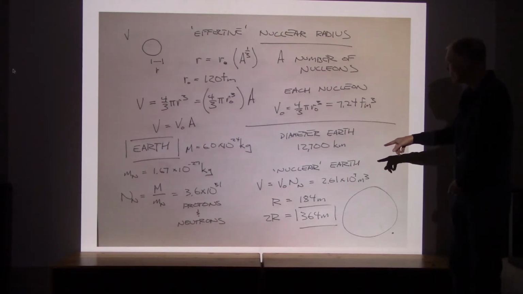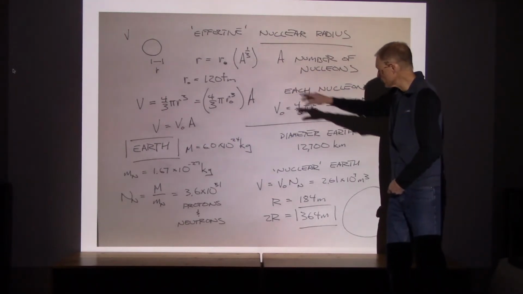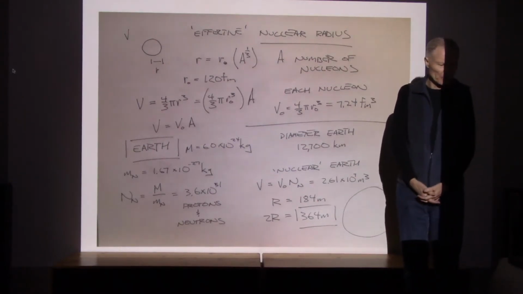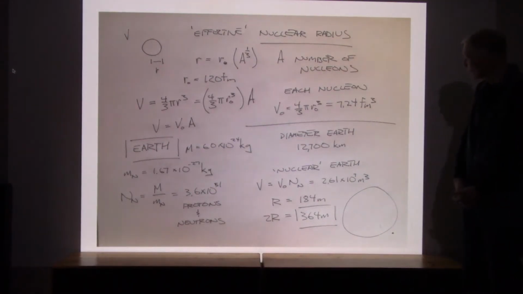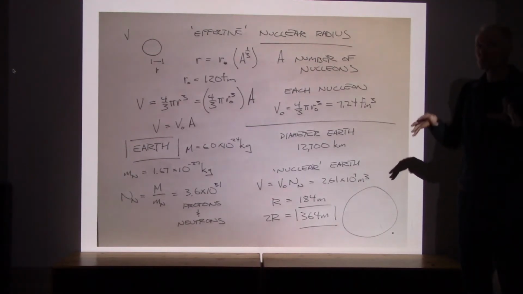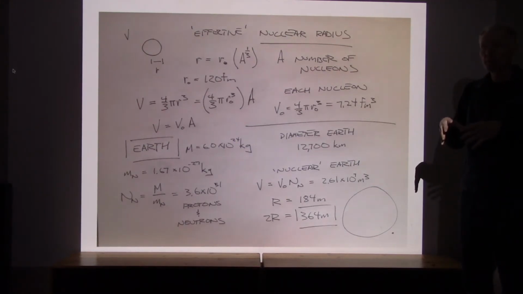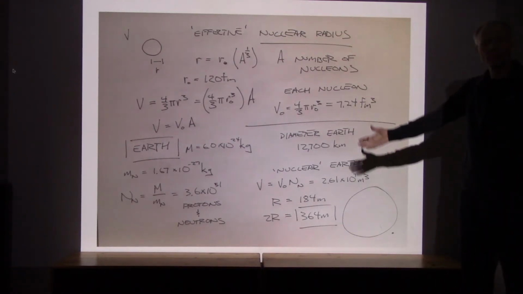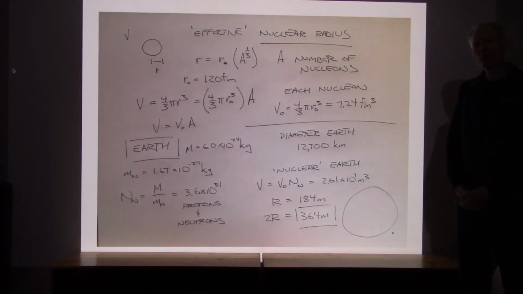And then using the formula for a sphere, that would actually give us a radius of less than 200 meters, a diameter of 364 meters. So if all the protons and neutrons that make up the Earth were all compacted into one smaller sphere, one nucleus, it would only have a diameter of 364 meters. Okay? Not very big. That's quite a compactification.